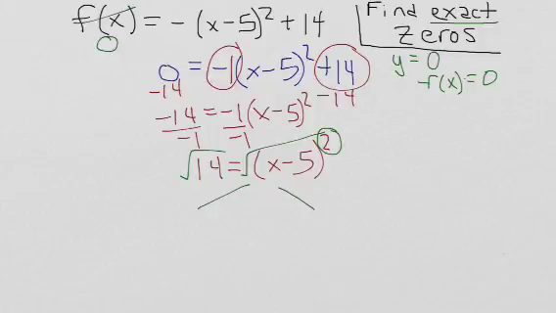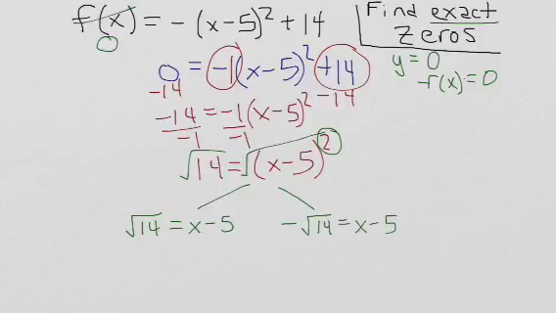And because of that, we're going to leave it as square root of 14. That would be exact. If we square root this, we'd get a decimal that has to be rounded. We don't want a rounded answer. We want exact. So we're going to go with square root of 14 equals x minus 5. We're going to go with negative square root of 14 equals x minus 5.